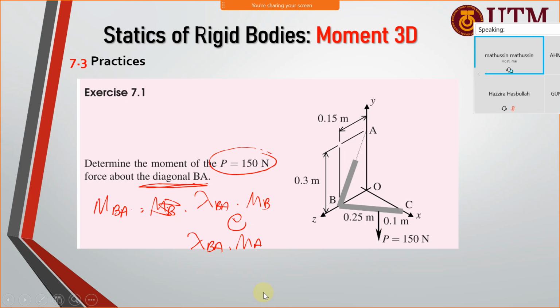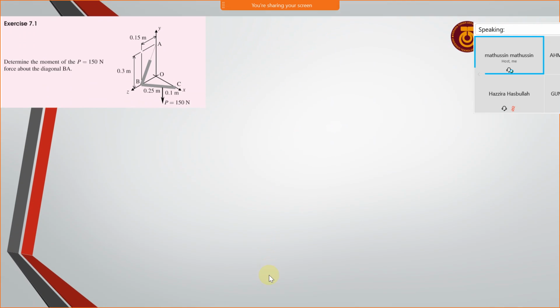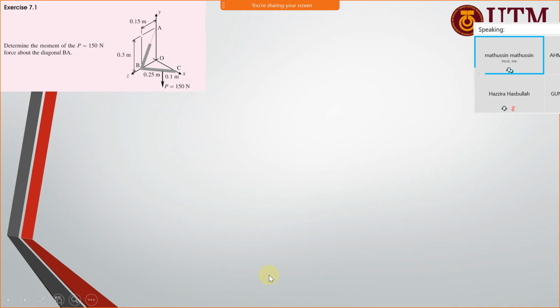Alright, boleh guna dua-dua, tak ada masalah. So at the end jawapannya mesti sama. Okay, let's say we start with, kita ambil point B lah, nampak senang kan. So kita ambil point B. Okay, so what is our equation? Kita ada M_BA equals to lambda BA dot with M_B. So kita dapatkan lambda BA dulu. Lambda BA maksudnya distance from B to A.